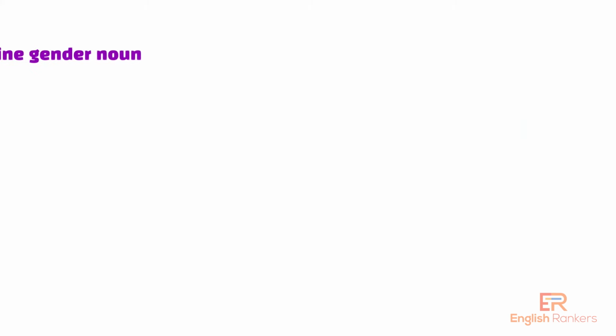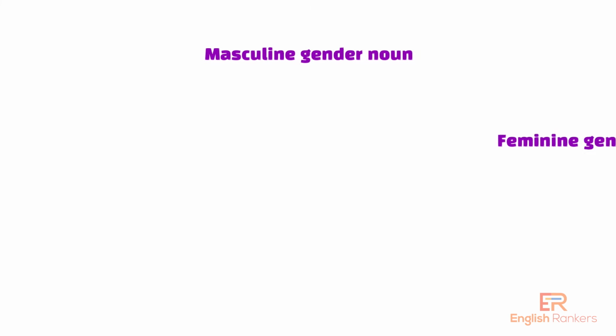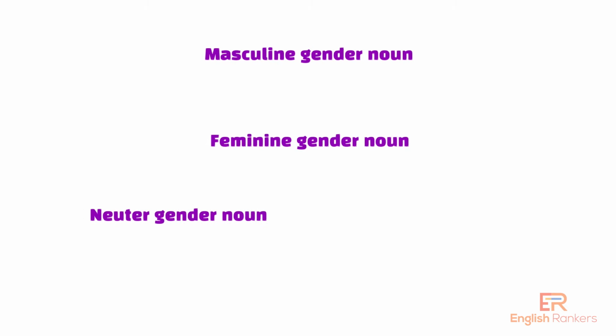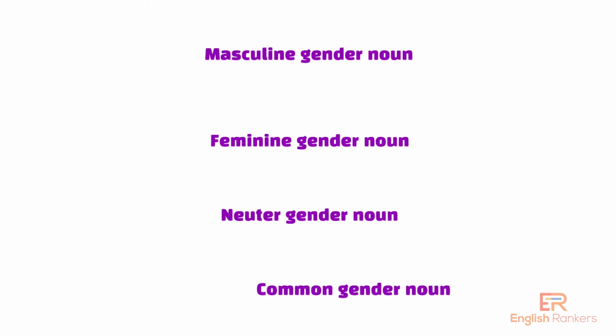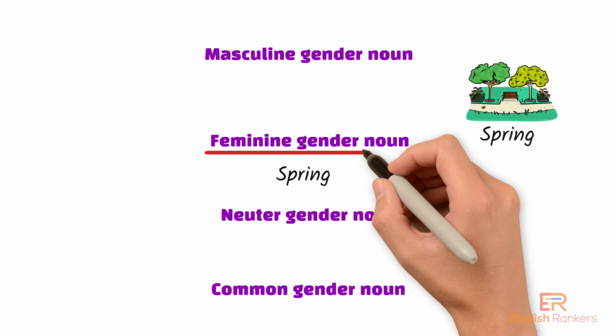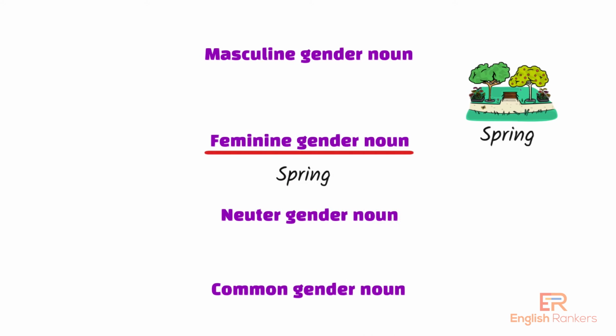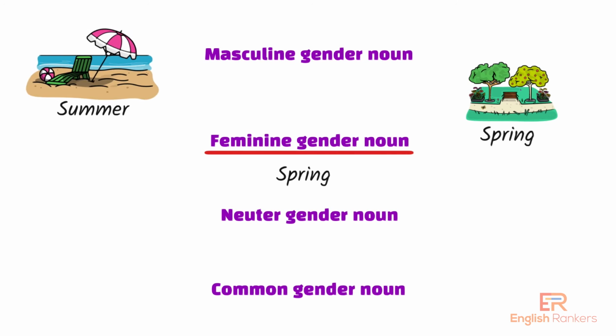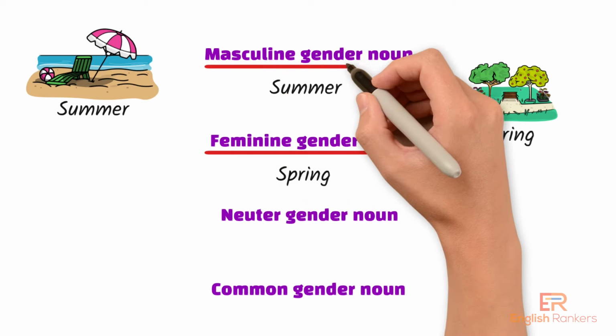Now that you understand the concept of masculine gender nouns, feminine gender nouns, neuter gender nouns, and common gender nouns, let me ask you a few questions related to this. Tell me, what will be the gender of the spring season? As it indicates beauty, it will be of feminine gender. Okay, now tell me, what is the gender of summer? It indicates harshness or strength. So we will consider it masculine.